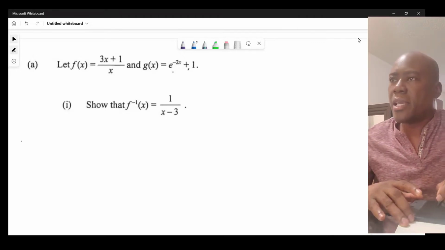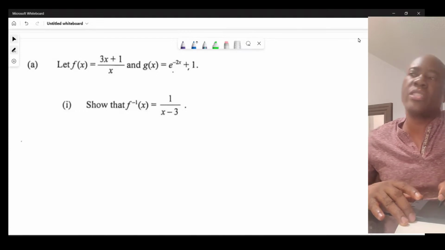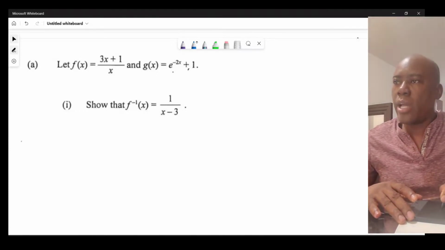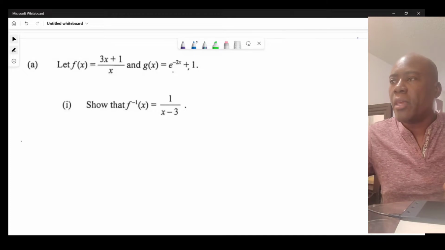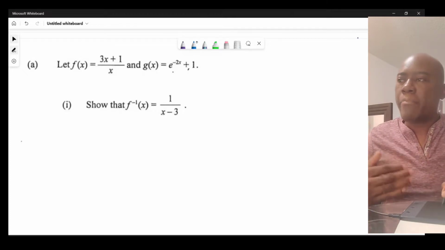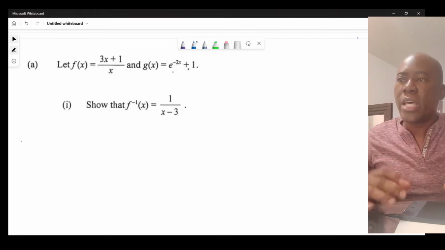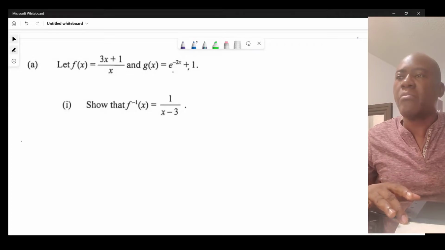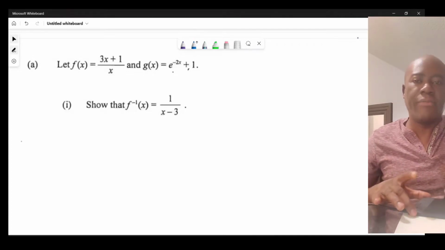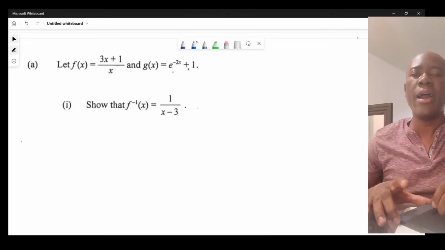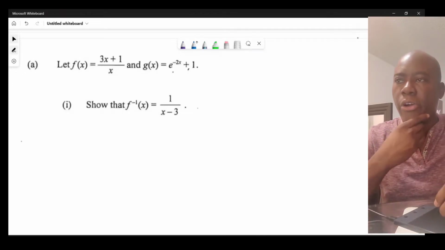It says here, let f(x) equal (3x + 1)/x, and g(x) equal e^(-2x) + 1. Show that the inverse of f(x) is 1/(x - 3). When we're doing the inverse of any function, there are certain things that are required and that we will be doing right about now.